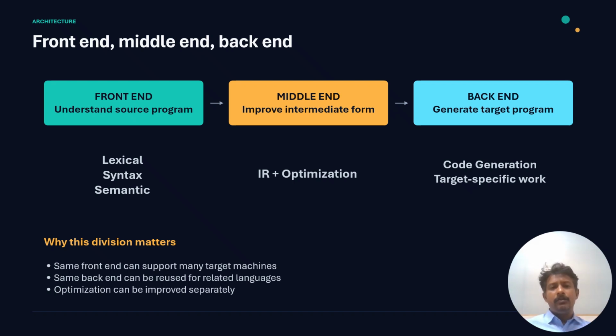The middle end works mainly with the intermediate code and optimizations. It tries to improve the program without depending too much on the final machine. And the back end is related to the target machine. It generates the final target code. It chooses instructions, registers, and memory locations. So this division is very useful in compiler design. For example, if we want to support a new programming language, we may change the front end. If we want to support new processors, we may change the back end. So this structure makes compiler design more flexible.